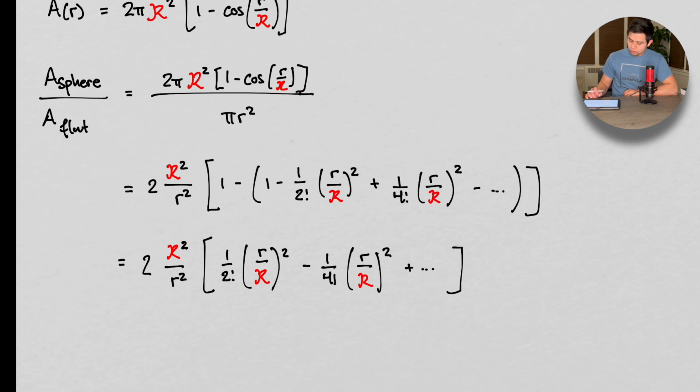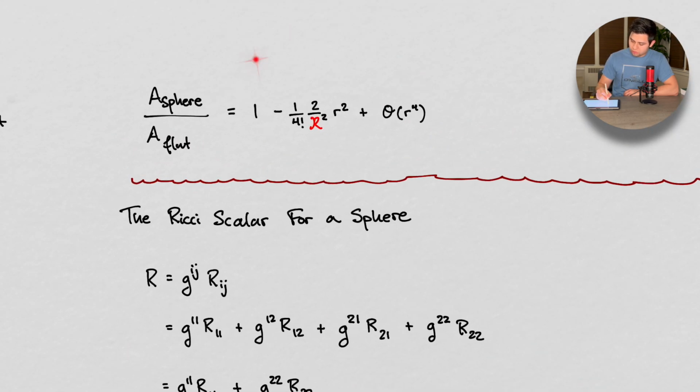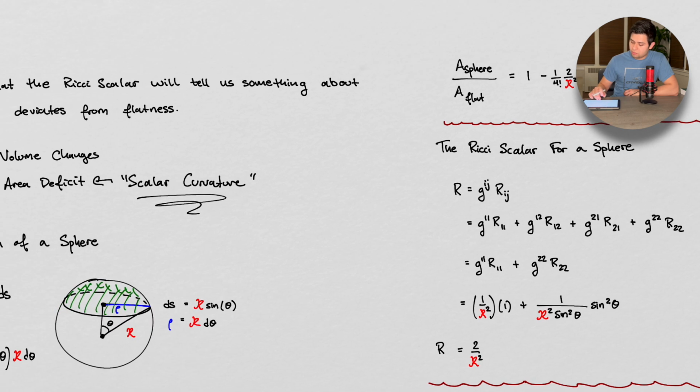And so once we get that, then we come up here, and this is the formula we have, right? So the formula we have now is 1 minus 1 over 4 factorial times 2 over r squared times little r squared. And then everything else is going to be a higher order with respect to r. And so those are going to be negligible, right?